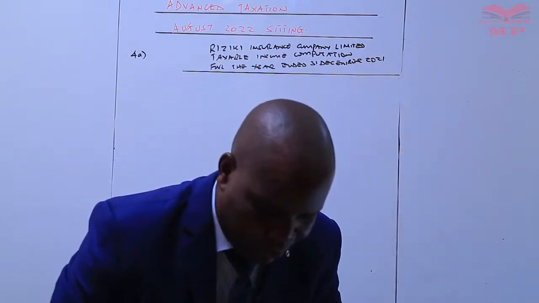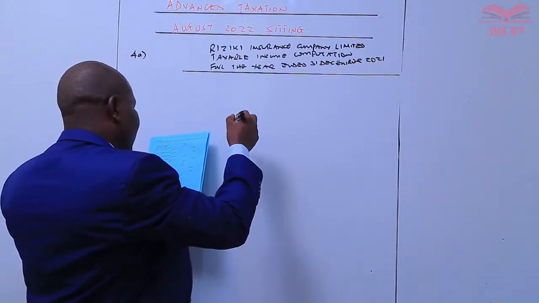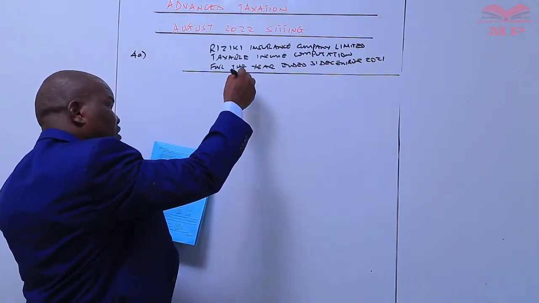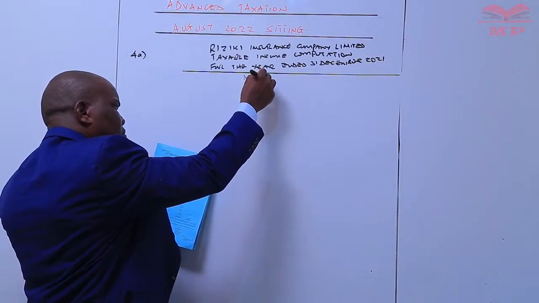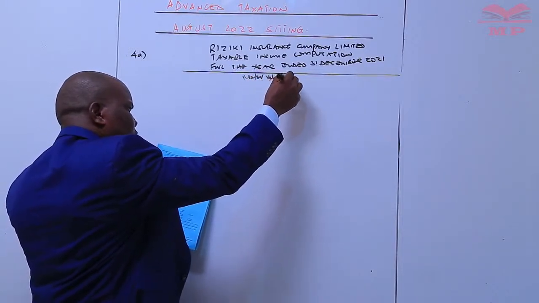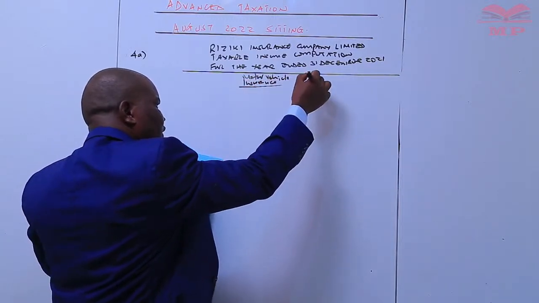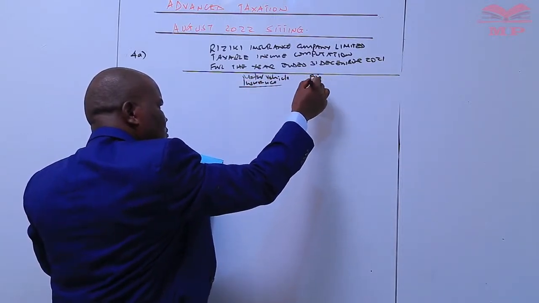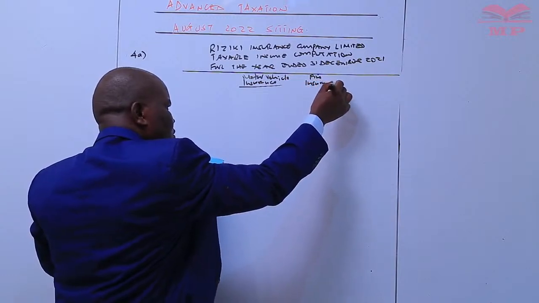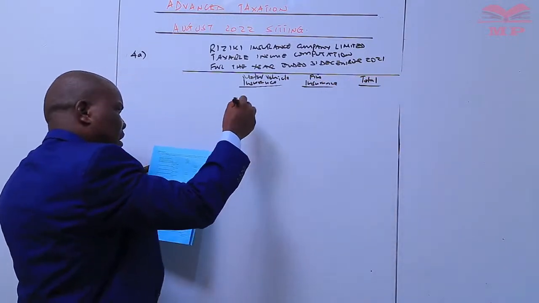So we show each class in a separate column. So we have motor vehicle insurance, we have fire insurance. Then we have total here. Then show the currency.